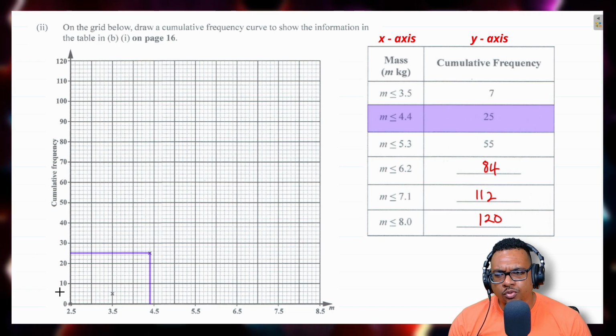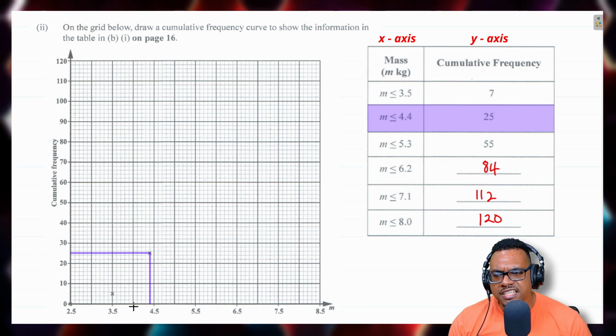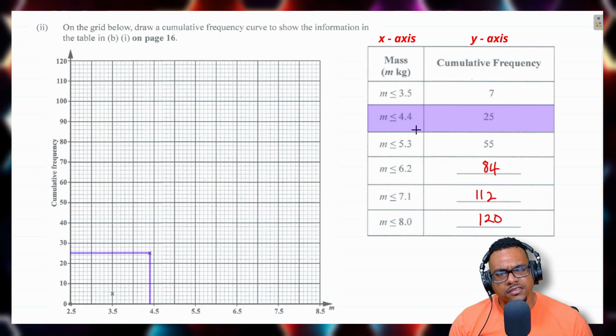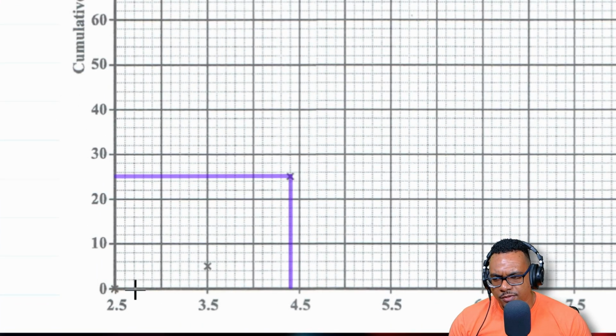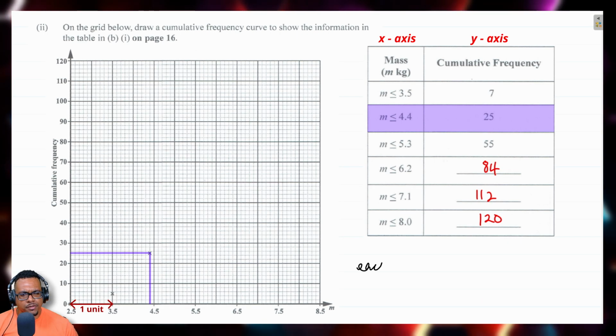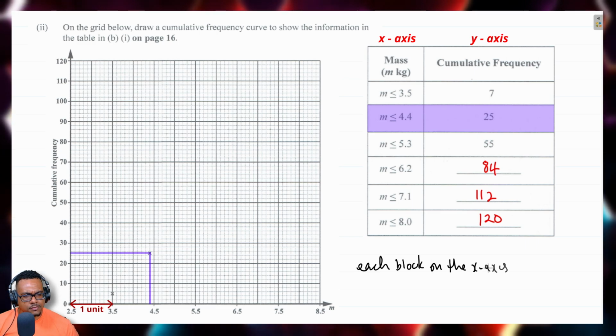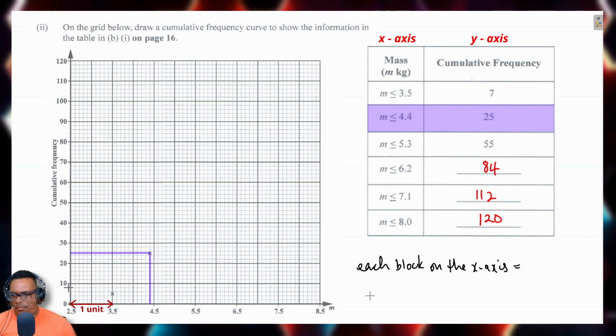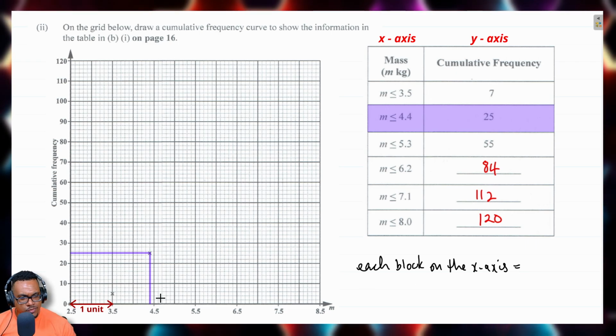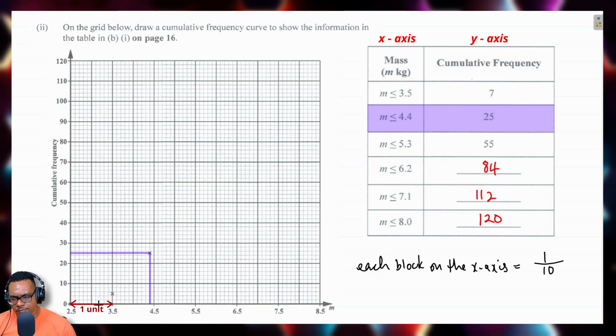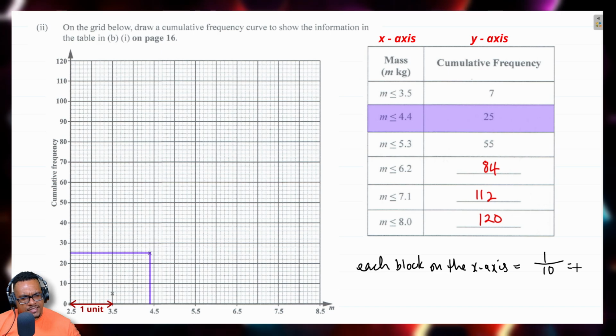Now, it's important to know what each little block represents on each axis so that you could figure out how to plot these points. So on the x-axis, we are going up by 1. So we have 10 blocks for every 1 unit. So each block on the x-axis is equal to the unit, which is going up by 1 unit, over the number of blocks, which is 10. Because we have 10 of the smallest blocks between every unit here. And 1 divided by 10 is 0.1.